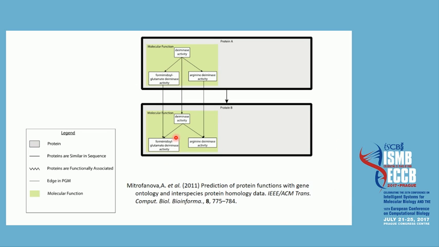When 2 proteins are similar in sequence, we connect the corresponding terms in molecular function. So what this does, in terms of that probability model you saw at the beginning, is add a factor that says 2 proteins that are similar in sequence are likely to have similar functions, as long as that's what the parameters learn. This part of the model has many similarities to this Mitrofanova paper down here, but there are also several important differences as well.